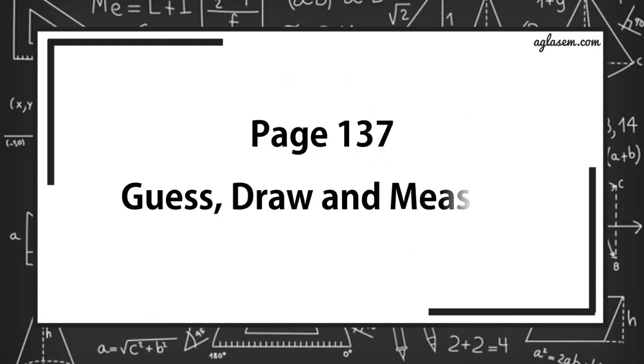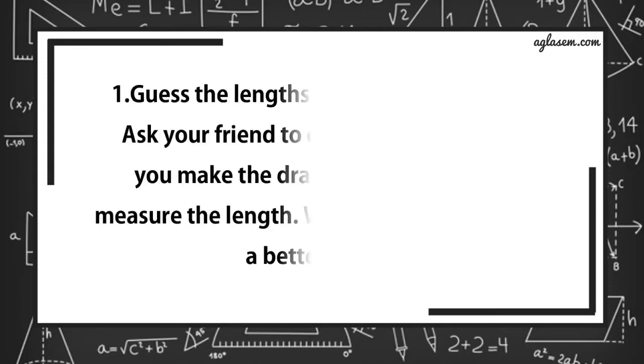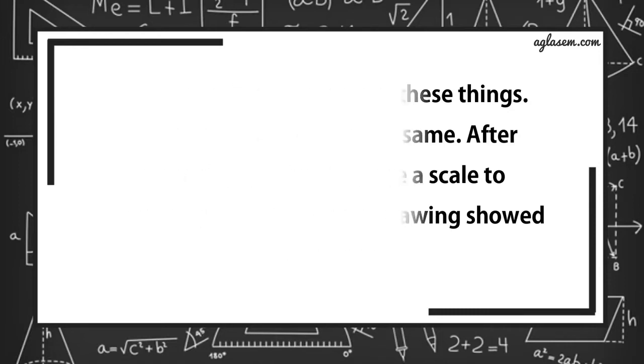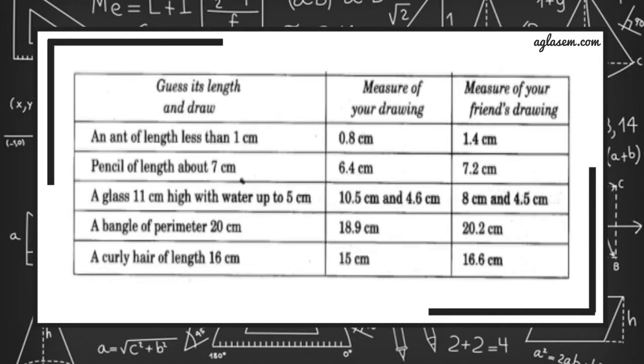Now turn to page number 137. Guess, draw and measure. Here question number 1 says, guess the length to draw these things. Ask your friend to draw the same. After you make the drawing, use a scale to measure the length. Whose drawing showed a better guess? So we have a table in front of your screen. Here in the first column, guess its length and draw. Second column, measure of your drawing, and in the third column, measure of your friend's drawing.